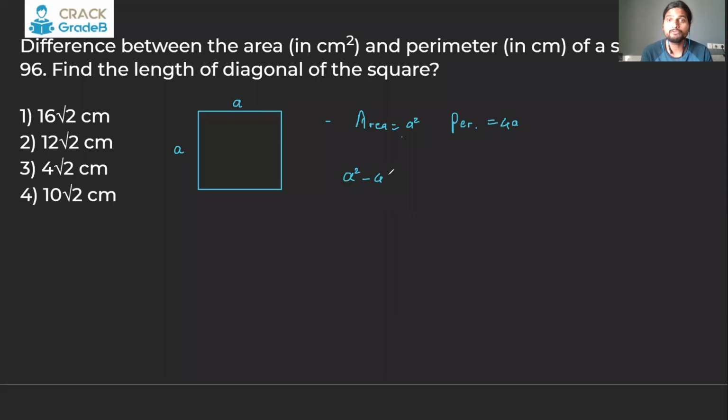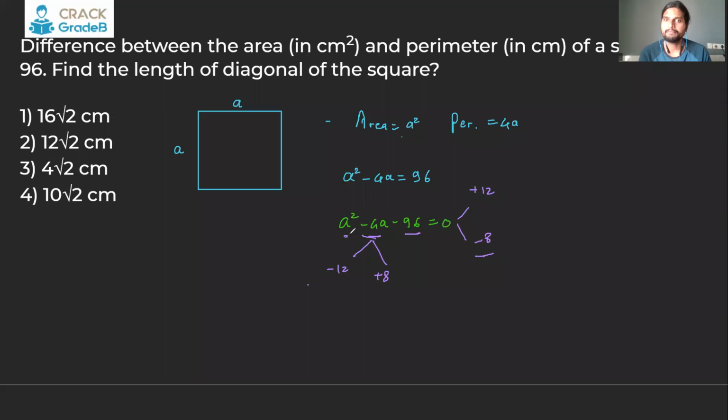That means a square minus 4a is given as 96. So this is the quadratic equation to be solved. So a square minus 4a minus 96 is equal to 0. What is to be done in these cases is, you have to break the middle term such that the product is 96 and the sum will be 4. So can you think of two numbers? 12 into 8, minus 12 plus 8. Minus 12 plus 8 is minus 4. Minus 12 into plus 8 is minus 96. So the roots are going to be plus 12 and minus 8.